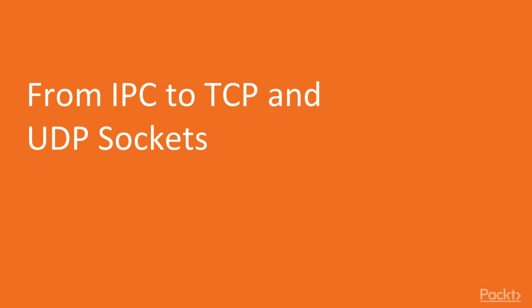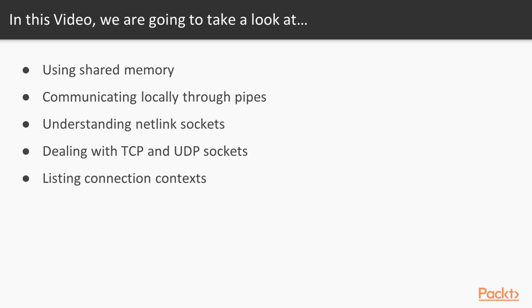Now we move on to the first video of this section, from IPC to TCP and UDP sockets. In this video we're going to take a look at using shared memory and communicating locally through pipes. We'll then move on to understand netlink sockets and how to deal with TCP and UDP sockets. Lastly, we'll look at listing communication contexts.